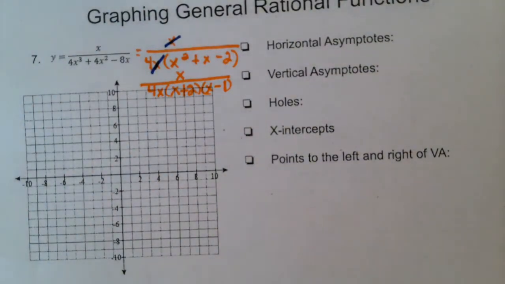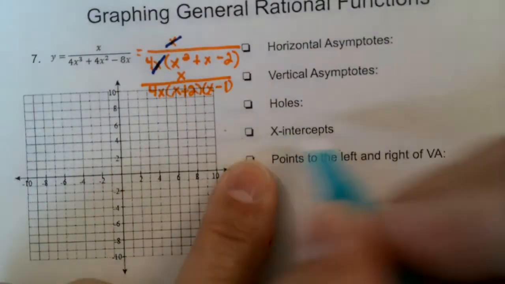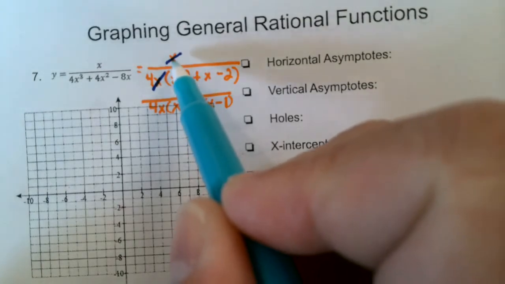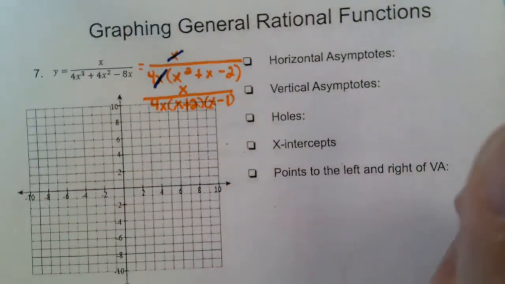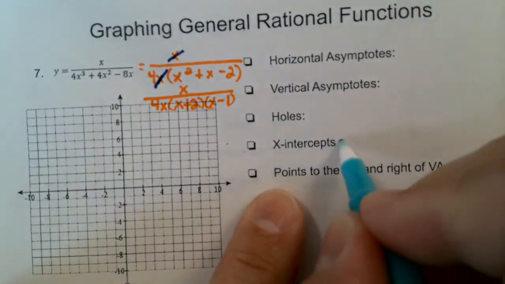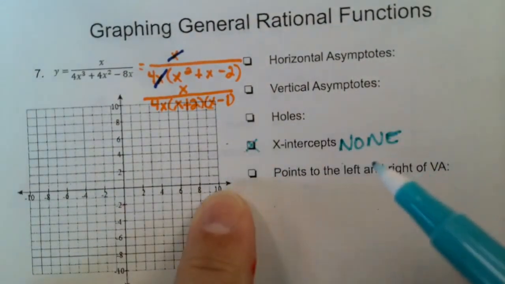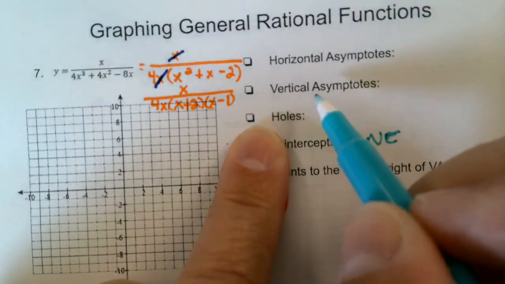We're ready to move forward. Looking for my x-intercepts, that's my numerator. I'm not going to have any x-intercepts. We could set x equal to 0, but that's also where the hole is, so we can't put a point there. So we're going to say none. And then we'll look at our vertical asymptotes next.